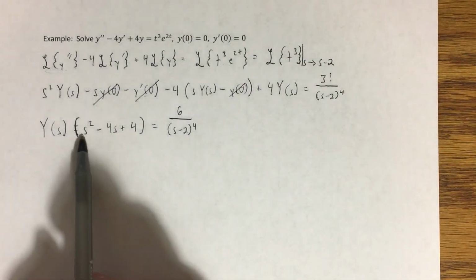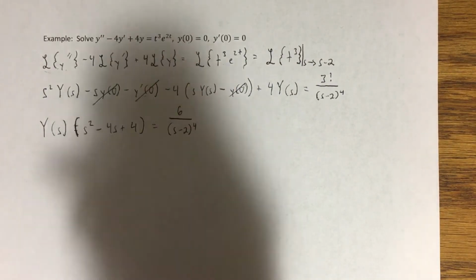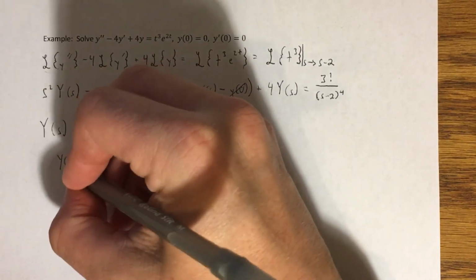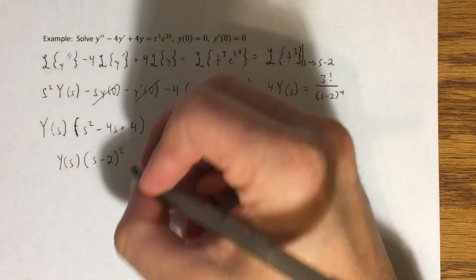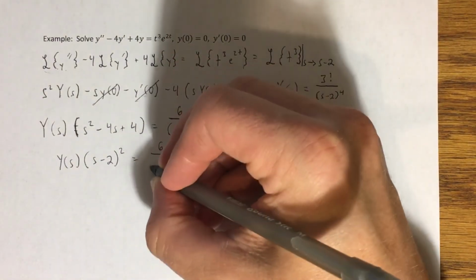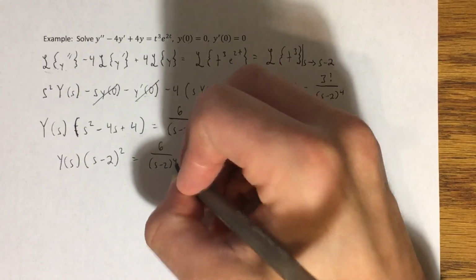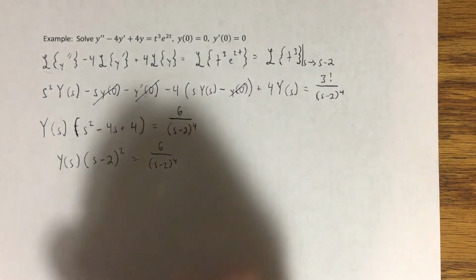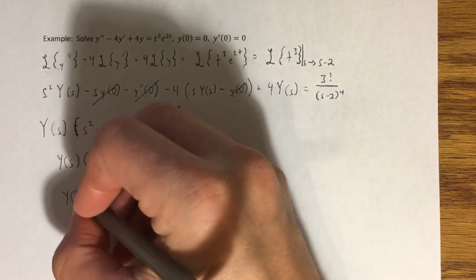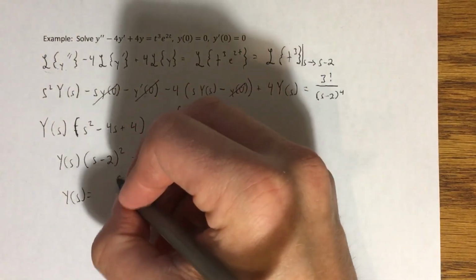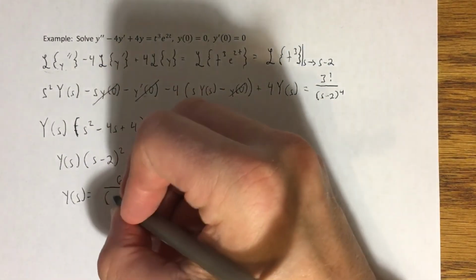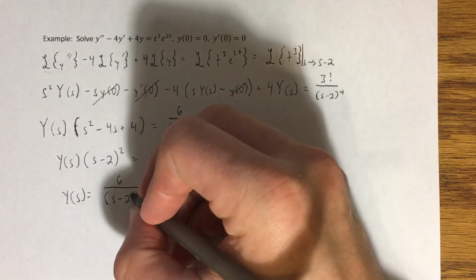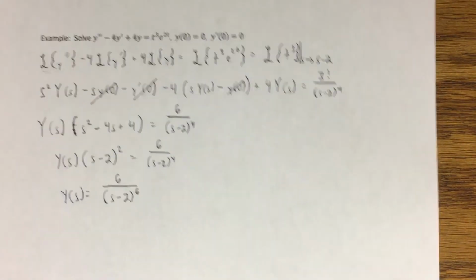Okay, now notice this factors, so I can write that as s minus 2 squared equals 6 over s minus 2 to the 4th. And then solving for capital Y of s, I divide both sides by s minus 2 squared, and I get Y of s equals 6 over s minus 2 to the 6th power.